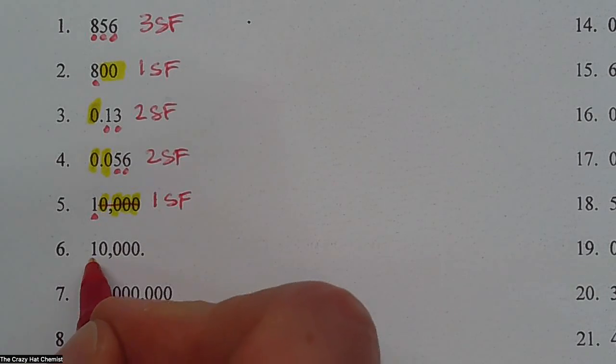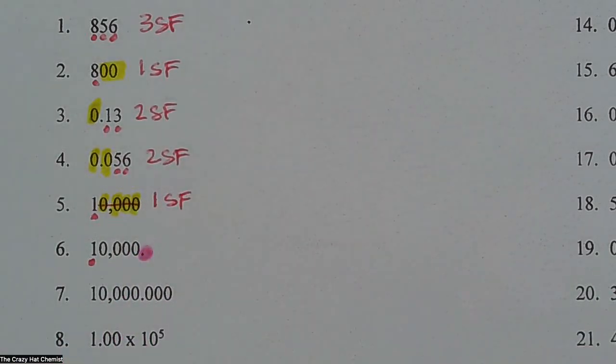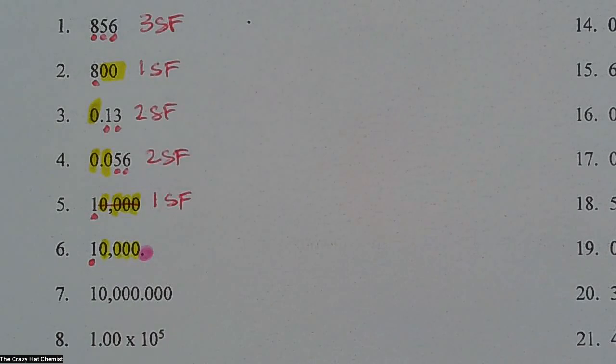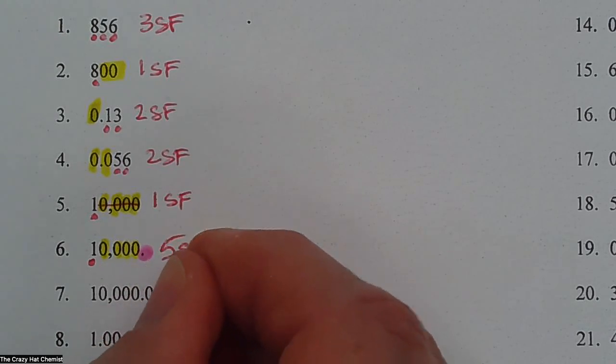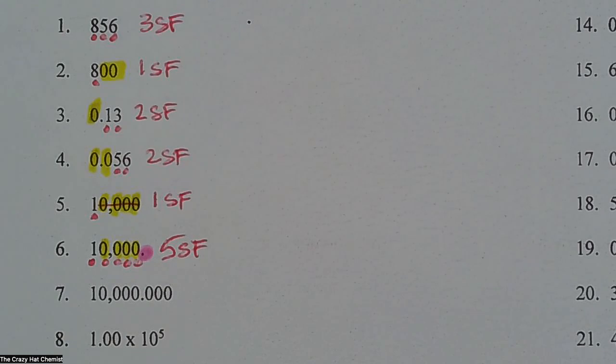Okay. This one counts because it's a non-zero integer. There is a decimal in this number. I'm highlighting that in pink. And then these four zeros are trailing zeros. Because there's a decimal in the number and they are trailing zeros, they count because of the decimal in the number. So this has five significant figures, and these zeros do count because of the decimal.